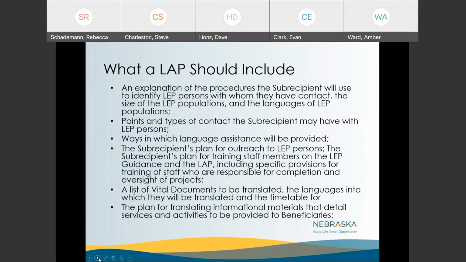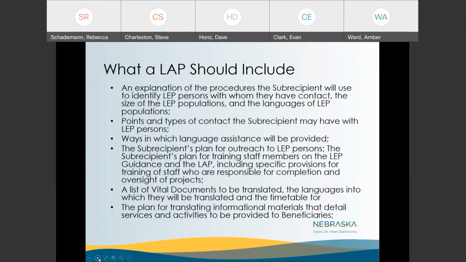So an LEP should include an explanation of the procedures the subrecipient will use to identify LEP persons with whom they have contact, the size of the LEP population, and languages of LEP populations. Points and types of contact the subrecipient may have with LEP persons. So when would the local unit of government interact? What areas of the project would interactions occur? Identify those. Ways in which the language assistance will be provided.